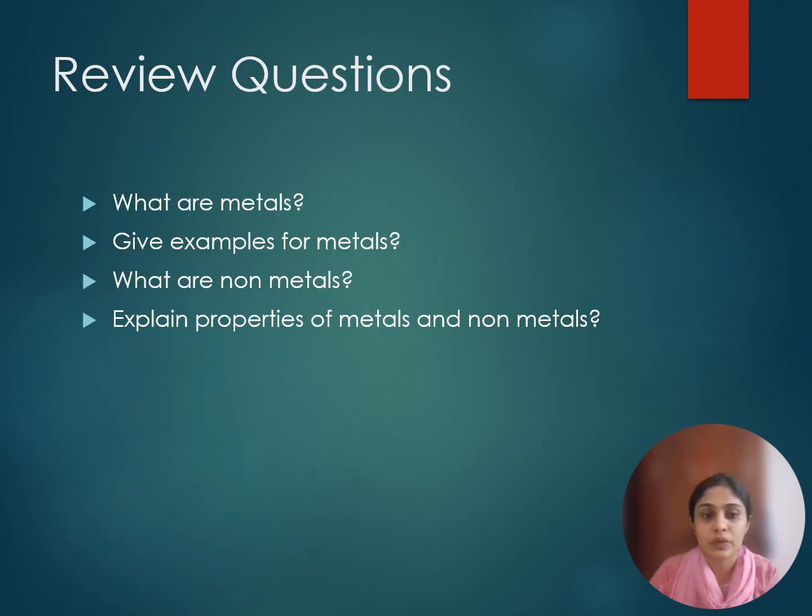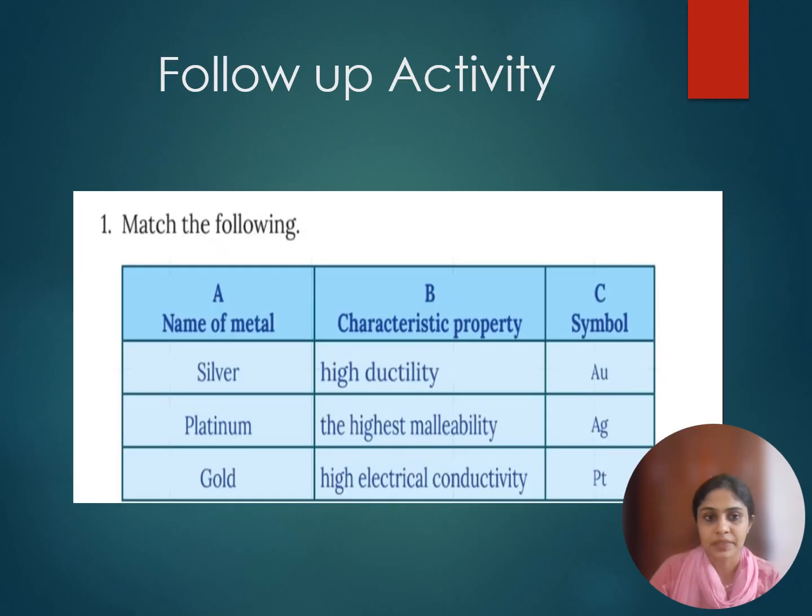Let's move on to the review questions. What are metals? Give examples for metals. What are nonmetals? Explain the properties of metals and nonmetals. This is a follow-up activity: match the name of the metal with its characteristic property, also with the symbol.